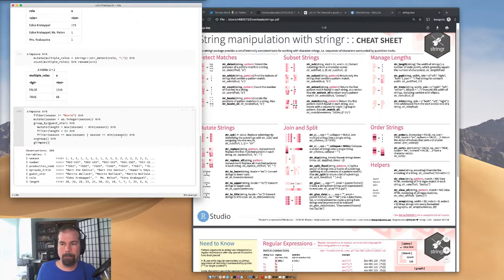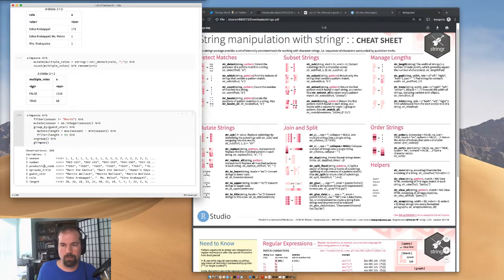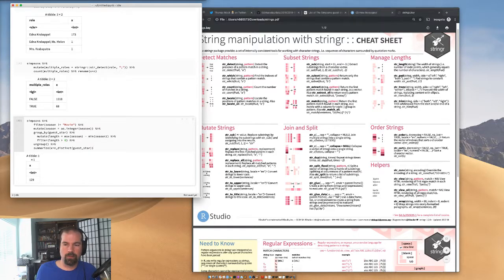Actually, you know what? I'm not even going to include that because I think we can have some fun by just doing this. And so now we're down to 309, and one thing we could do is go count, or summarize x equals n distinct guest star. What this will do is tell us how many guest stars we have that were there for multiple seasons. 129. Nice.